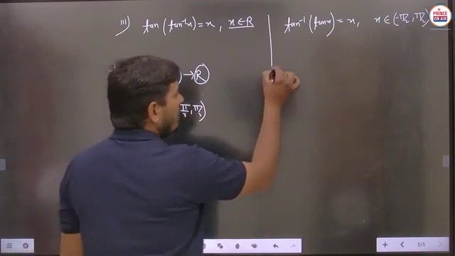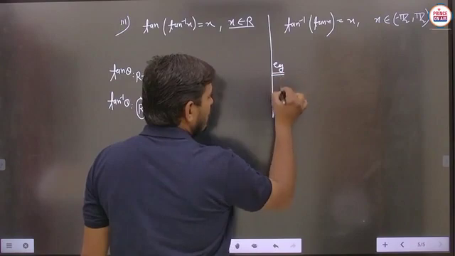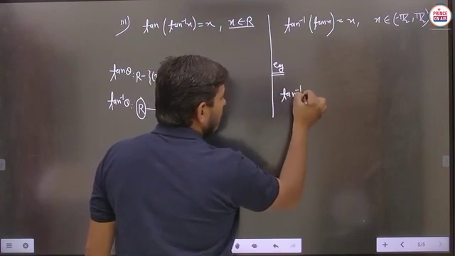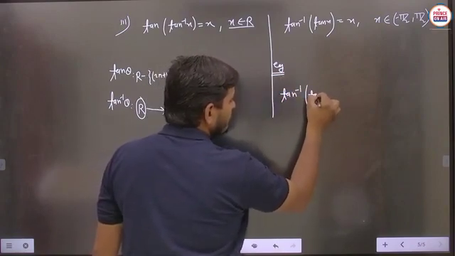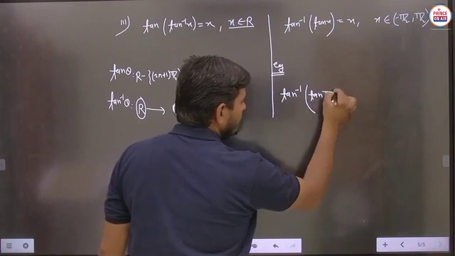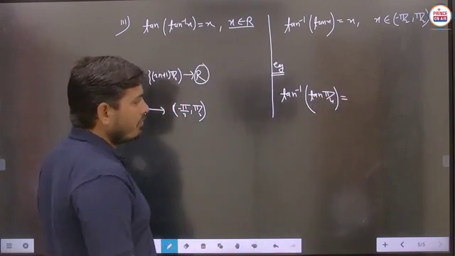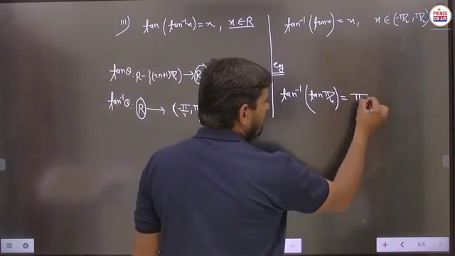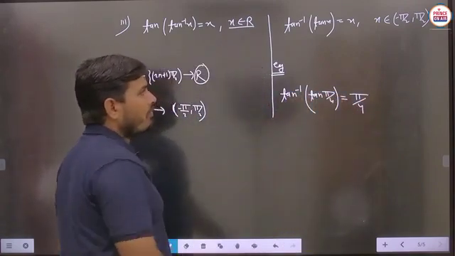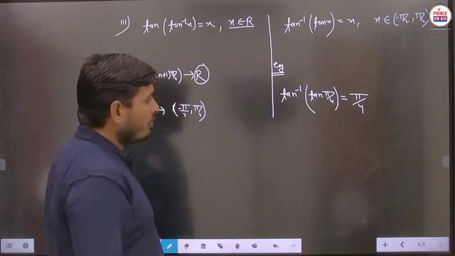Suppose we take an example, tan inverse of tan π/4. A very simple example. Then the answer should be π/4, no problem, because this π/4 belongs to this interval, so there should be no confusion.